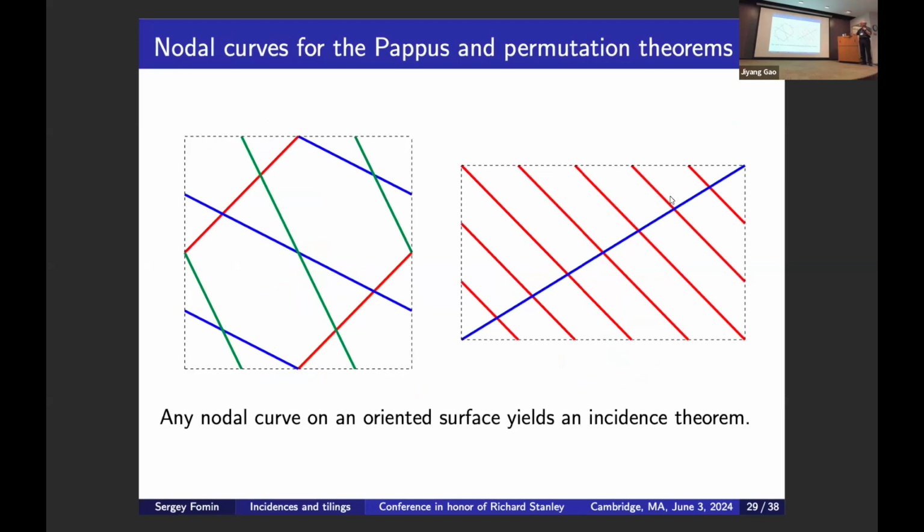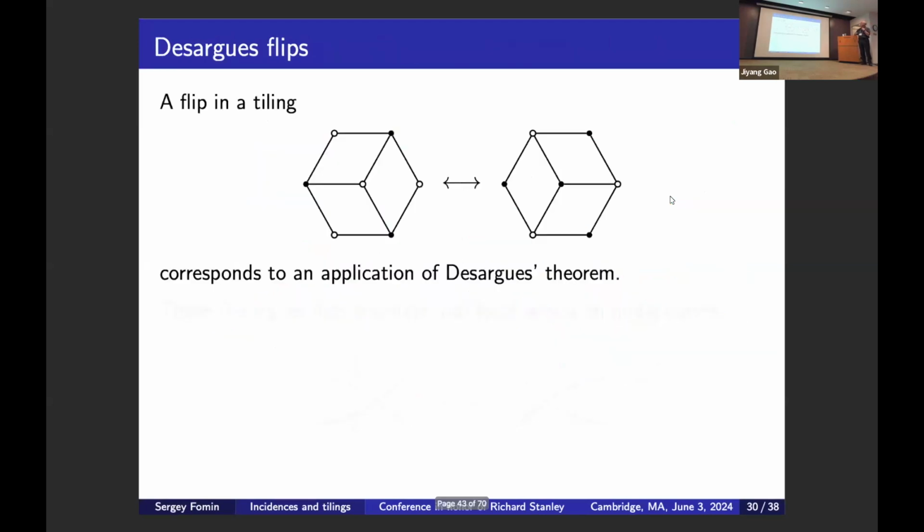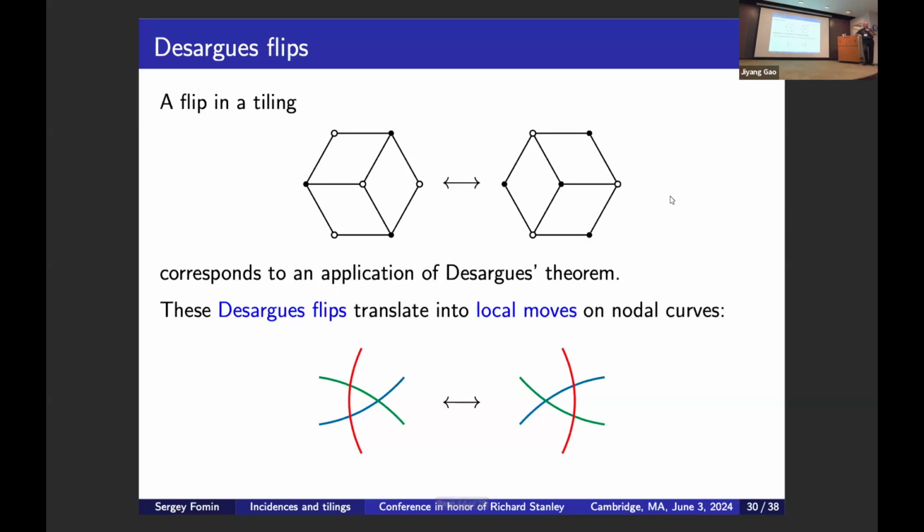Now, this is suggestive of something, namely, notice that a flip in a tiling corresponds to gluing in a cube. And that translates into a single application of Desargues' theorem, because as you know, Desargues corresponds to the cube. Let's translate this into the language of curves, right? And we recognize this transformation as the Reidemeister 3 move on the curves.